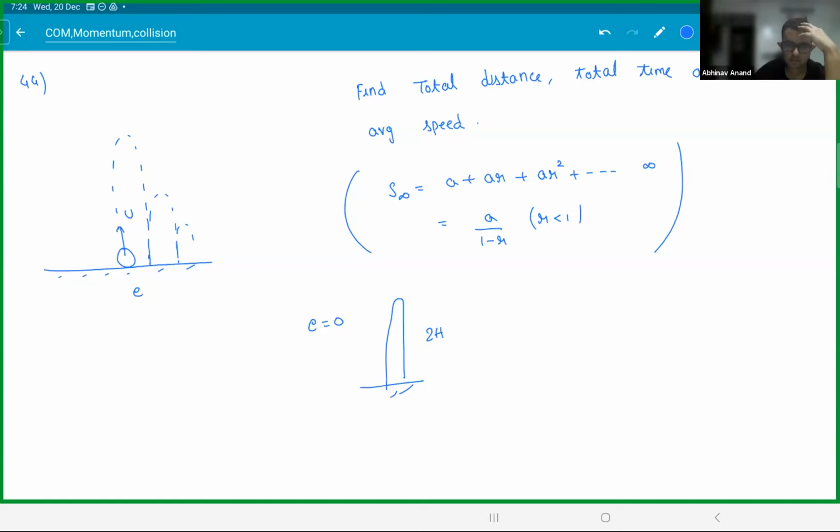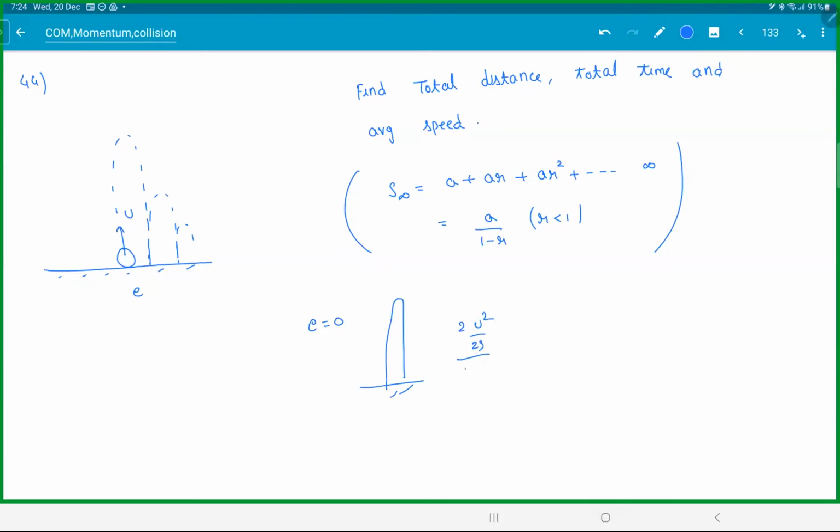Yes, sir. For average speed, what will it give? 2 times h max, u square by 2g, and time of flight is 2u by g. I would have got u by 2. If e is equal to 0, the average speed would have been u by 2. I can check my answers. If e is equal to 1, the ball will never stop. Distance will be infinity. So by putting values, you can check it out. But anyway, we can solve this.